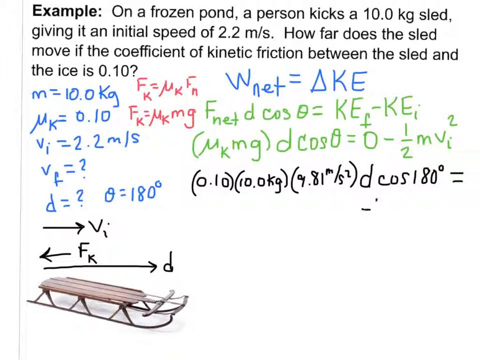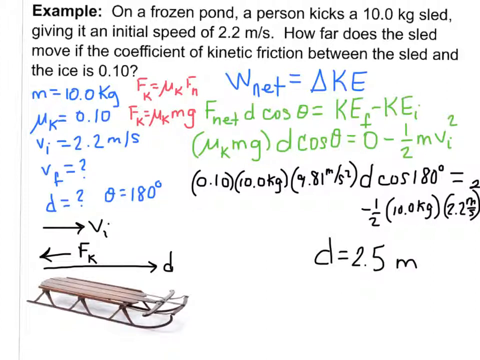I have a negative 1/2 times my mass again is 10.0 kilograms, and my initial velocity is 2.2 meters per second, and that is going to be squared. At this point, I can simply plug away on my calculator and do the algebra, and when I do, I end up with a distance of 2.5 meters.